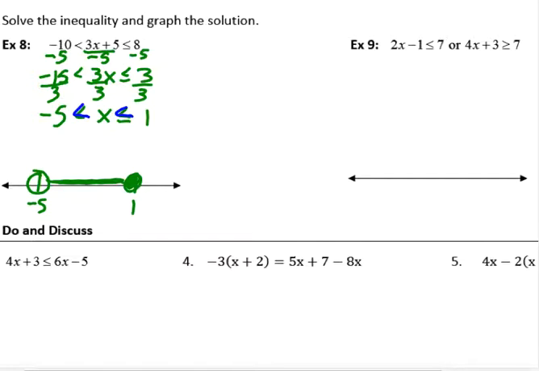Now in example 9, we have an or statement. So we're really going to solve this as 2 separate pieces, unlike example 8. So in the first one, I'm going to add 1 to both sides. And then I'm going to divide by 2. So x is less than or equal to 6. I could graph this right away here. So I'm going to put 6 on my number line. It is a closed circle.